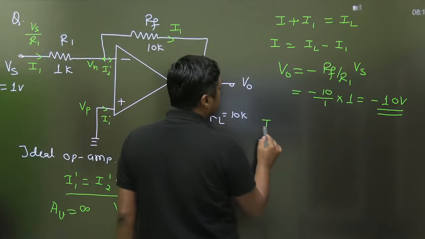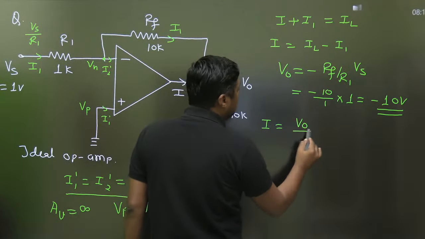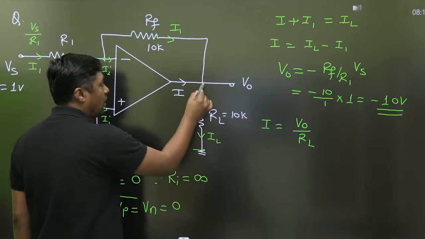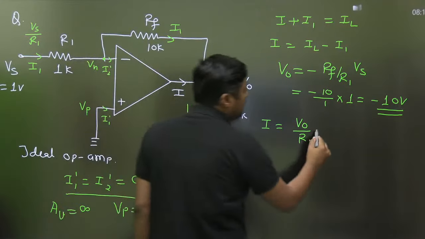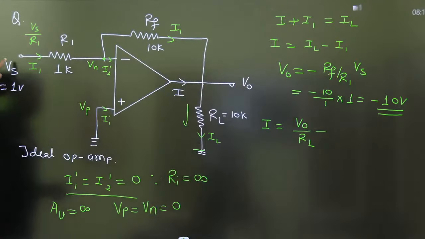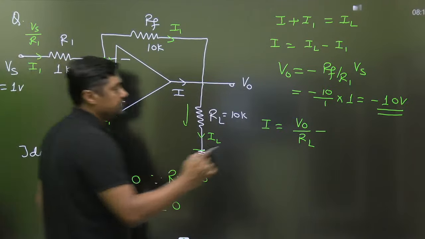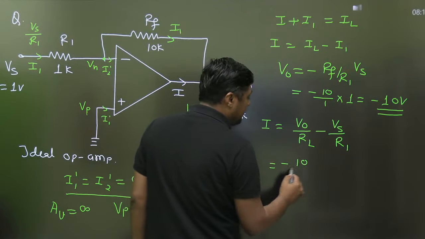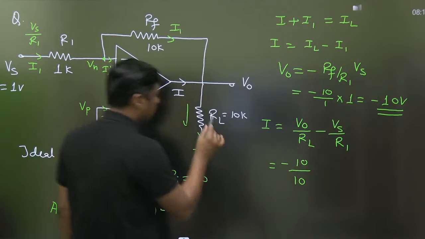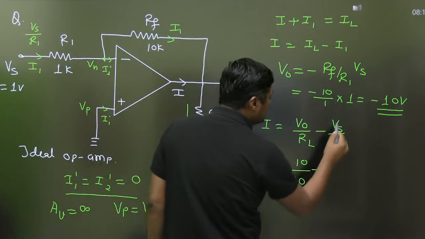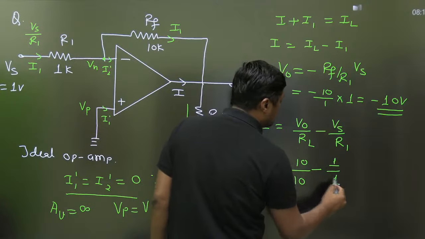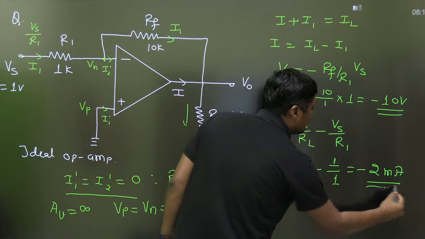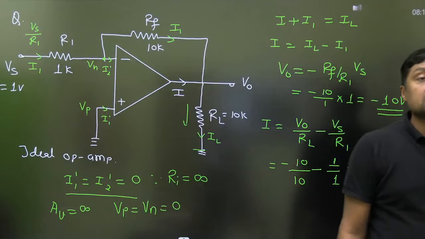What will be the I? V0 upon RL, general formula, V0 minus 0, because this is the ground. This is the IL, V0 minus 0 by RL, minus I1. What is the I1? Vs by R1. What is the V0? Minus 10 divided by RL, this is 10. Minus 10 divided by 10, minus Vs, 1 divided by 1. And what is this? Minus 2 milliampere. Minus 2 milliampere is the answer, right?